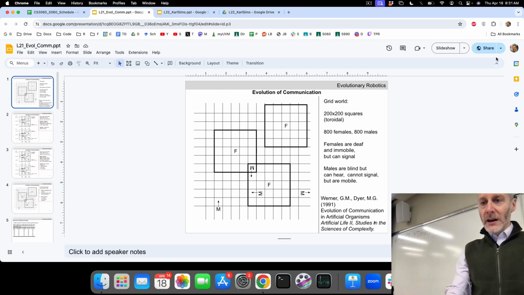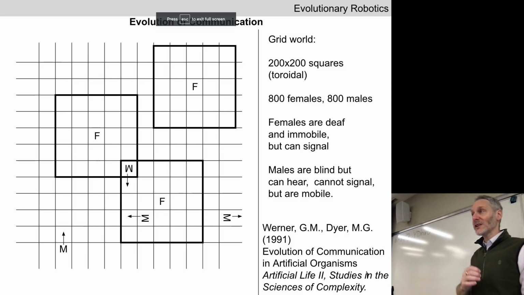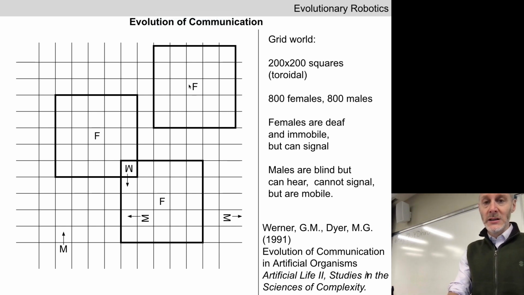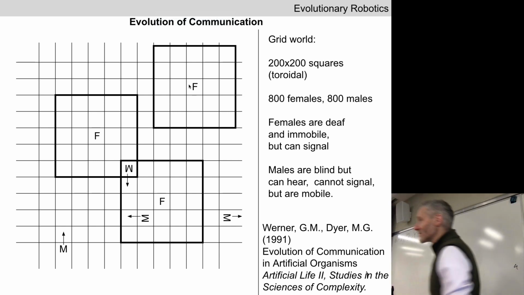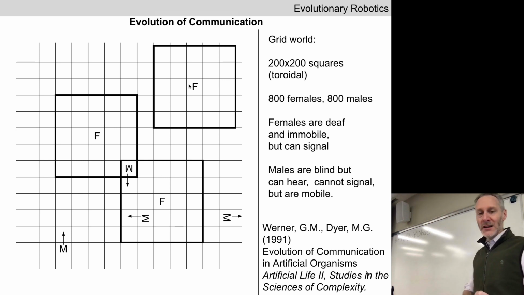Okay. Couple of new items in this experiment, which I introduced last time. This is the first time that we've seen gendered agents. We have a total of 1,600 agents that are operating on a toroid like before. In this case, we're going to be operating with a discrete grid. So the male and female agents can move from one point to the other.